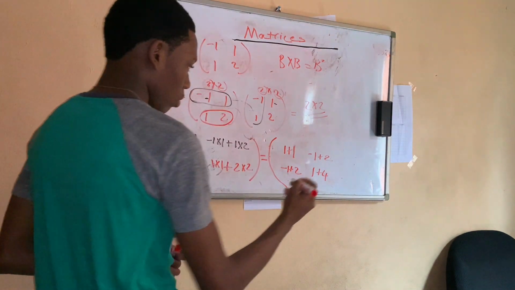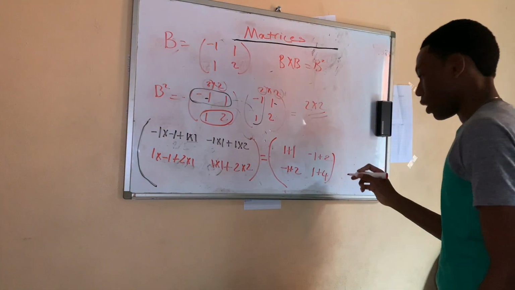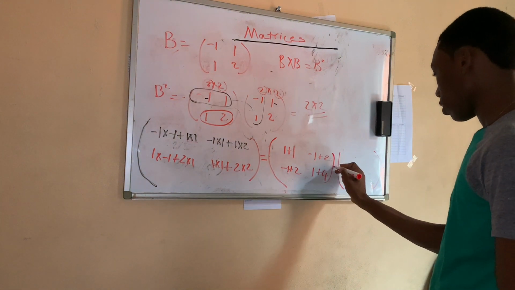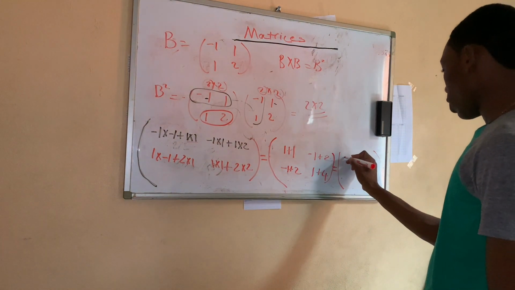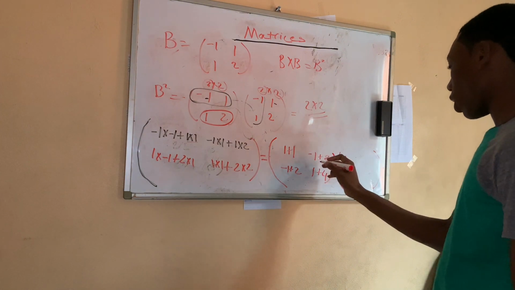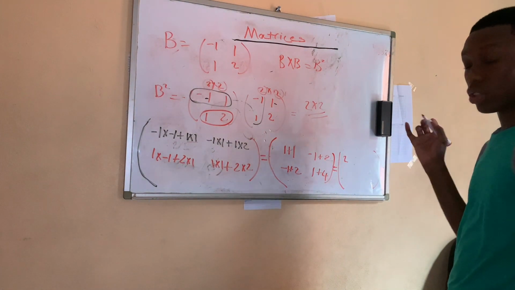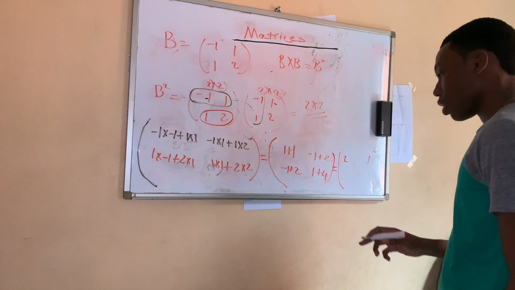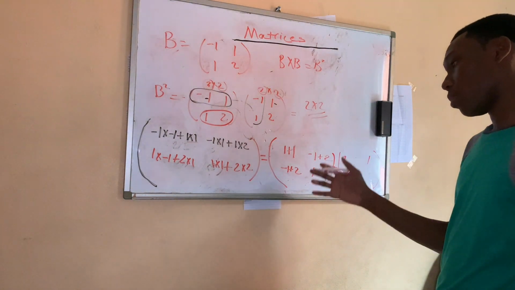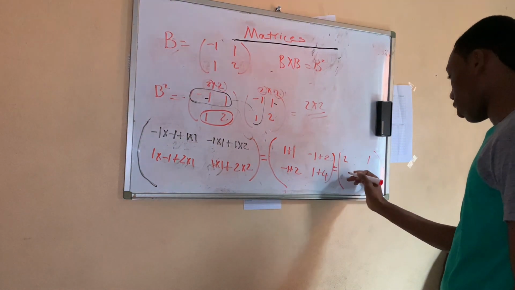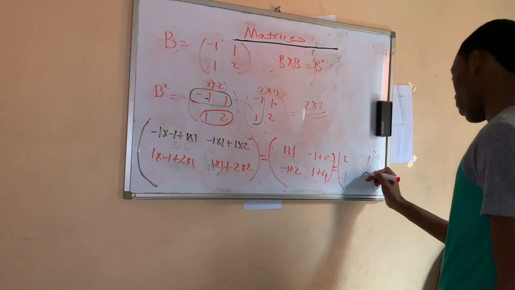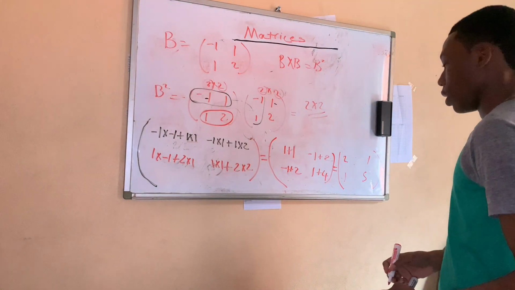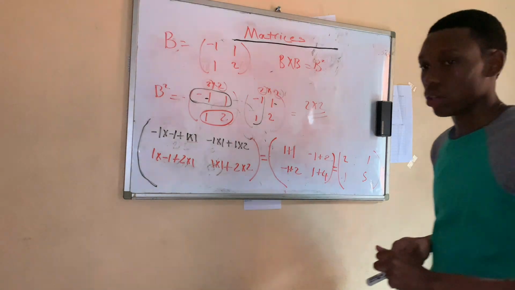Now simplify this again. 1 plus 1 gives 2. Negative 1 plus 2: you owe 1 and you pay 2, so you have a positive 1 left. Negative 1 plus 2 again gives 1. 1 plus 4 gives 5. So we have 2, 1, 1, 5. So B squared is equal to 2, 1, 1, 5.